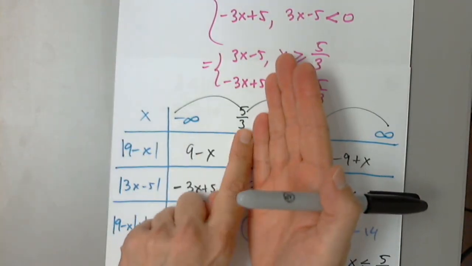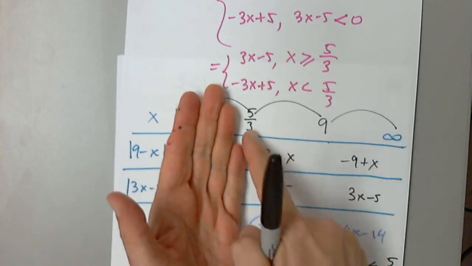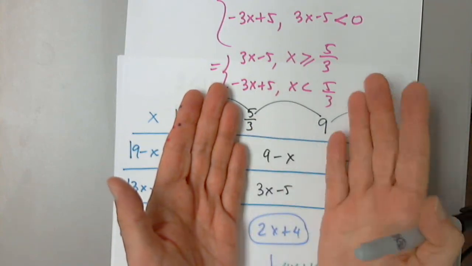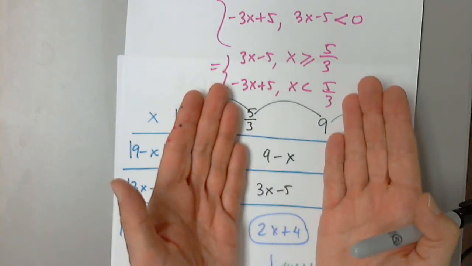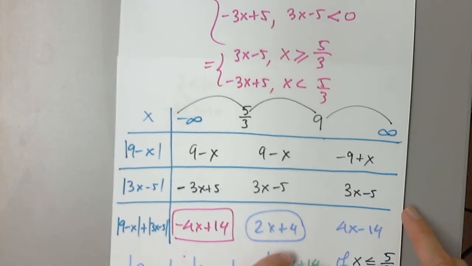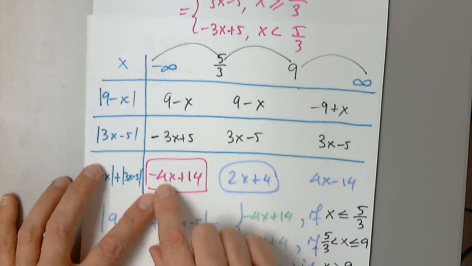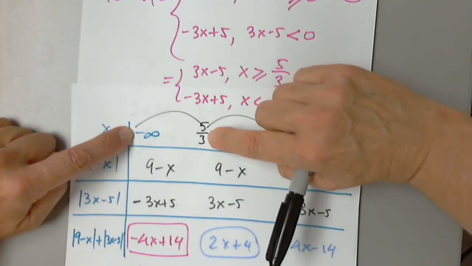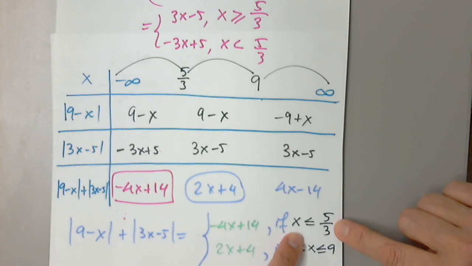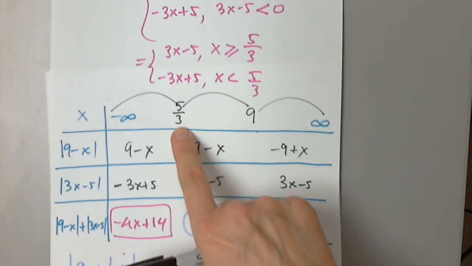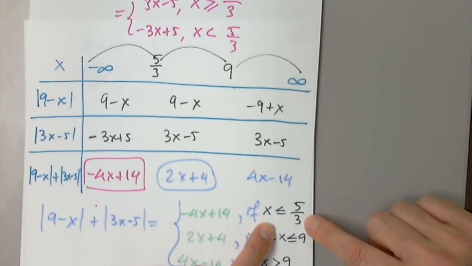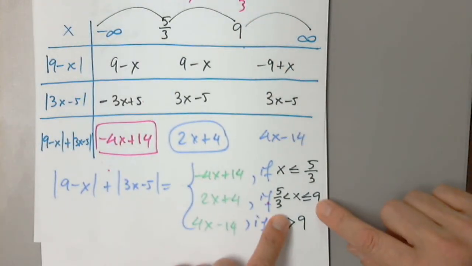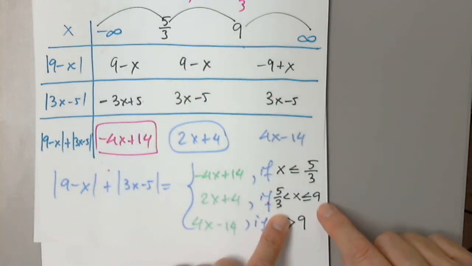This is on this interval. Is that okay? Where you wrote if x, negative 4x plus 14 is on this interval, and I copied it here, less than or equal to 5/3. This is on this interval, so I copied it here, between 5/3 and 9.